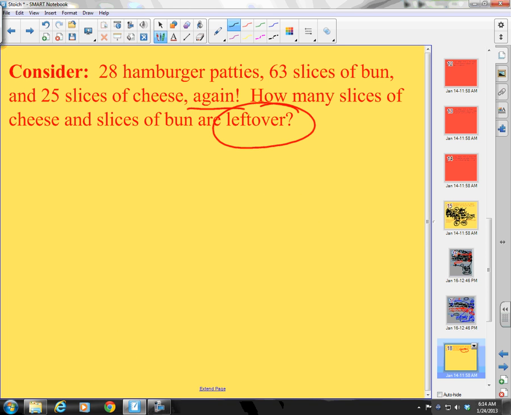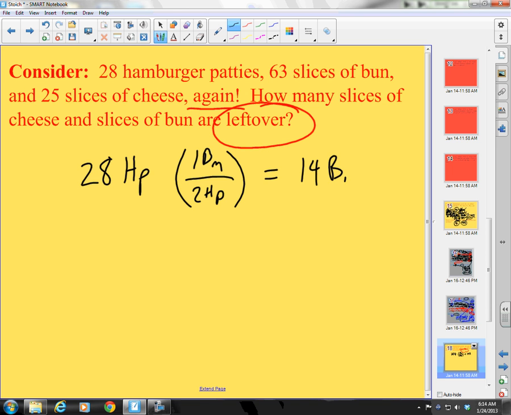Okay, so how do we handle this? Well, what we know is that 28 hamburger patties are going to run out. And when I've run out of those 28 hamburger patties, and we said one Big Mac per two hamburger patties, that I'd end up with 14 Big Macs, right? Now the question though is, how much cheese and buns do I have left over?